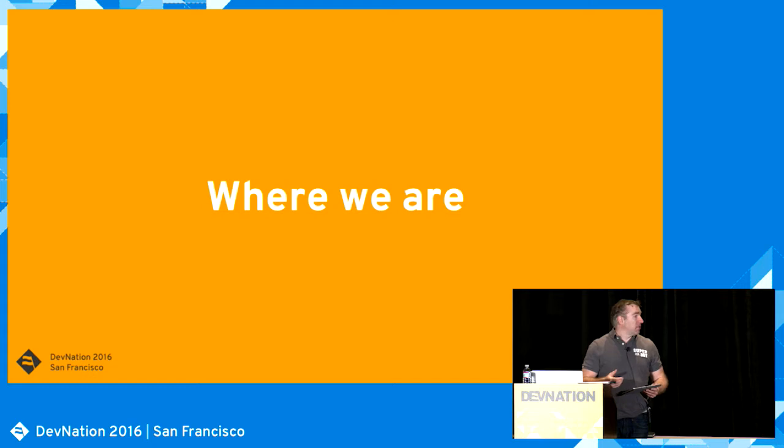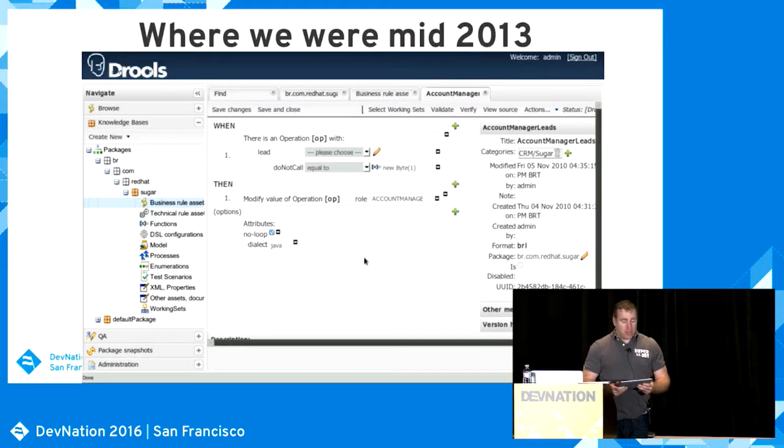So, quick summary, sort of where are we? In mid-2013, this is where we were. So this was with the Workbench, and it was a good proof of concept. There's some nice things there, but everyone knows we had great vision, but we didn't really have the capability or the capacity to execute it to a high enough standard.